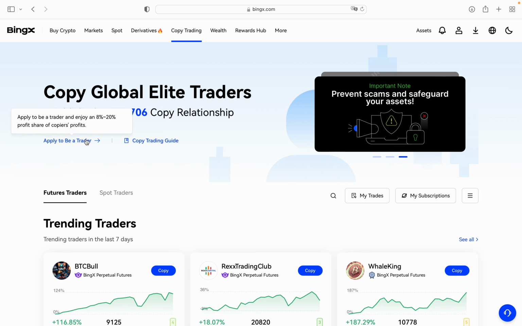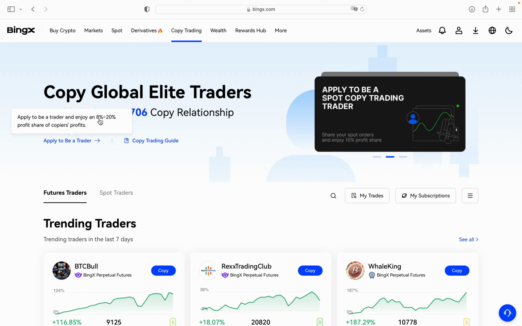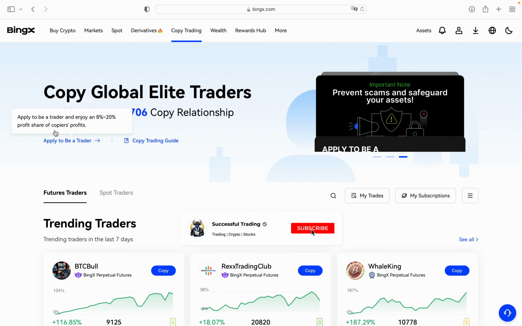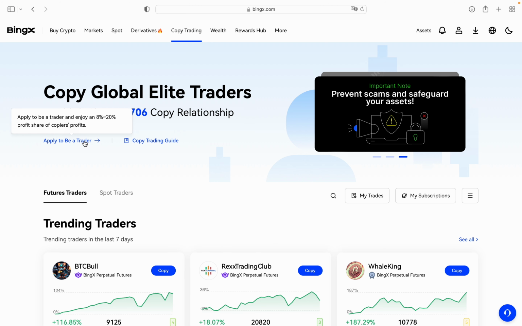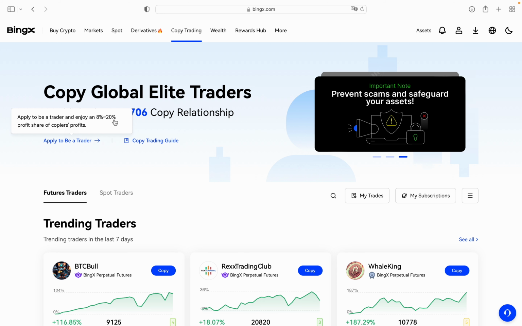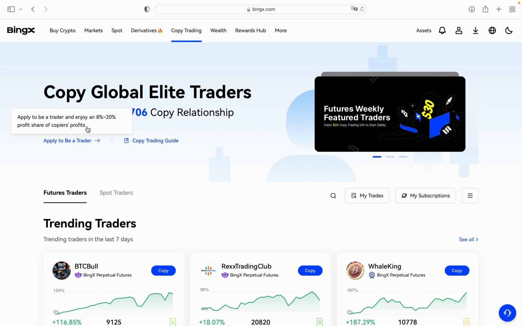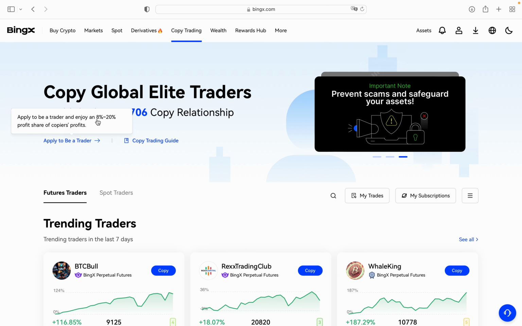And if we are scrolling up again, you can see that you can also apply to be a trader. So if you want to be a copy trader, you can also apply on BingX. As you can see, you get up to 8 to 20% profit share of the copier's profits. So if you're using copy trading at BingX, you don't have to pay a fixed fee for the copy trader. Just if you make profits with the trading strategy, you give the copy trader 8 to 20% profit share of your personal profits. So for example, if you're making $100 profits copying, the copy trader gets 8 to 20% of the profits.